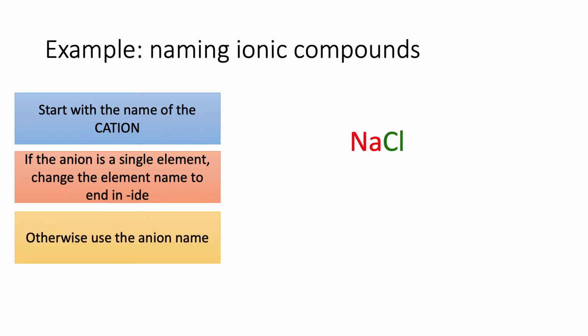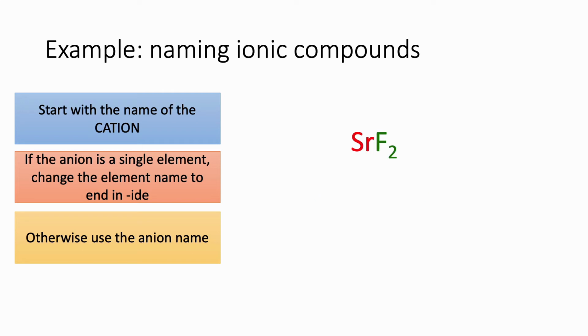NaCl is table salt, and I'm starting with this one because we've talked about table salt and I've used its chemical name before. So start with the name of the cation. The cation is Na+, that's sodium, and then the anion is a single element. It's chlorine, but we're going to change it so it is now chloride. So it ends in "ide." That's going to be sodium chloride.